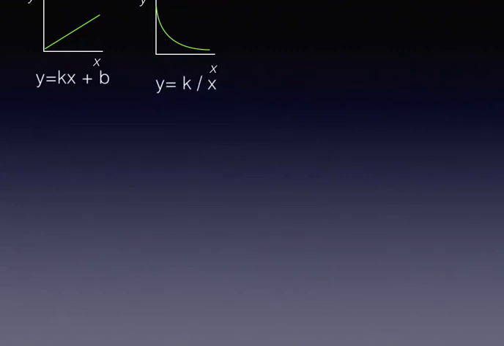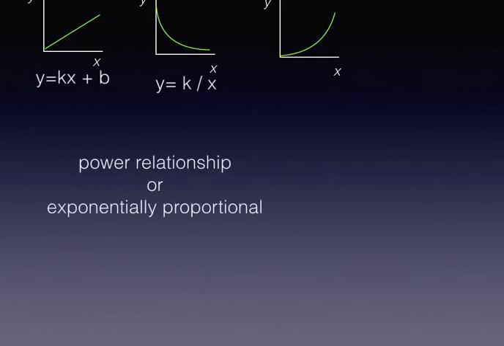The third common relationship we see is when the independent variable increases and the dependent variable also increases, just like in the linear relationship, but this time the dependent variable is increasing faster than the x variable. That results in a scatter point with a shape that looks like this. The generic equation that produces this shape is y = kx squared. We usually just call this a power relationship, or sometimes we just say that the variables are exponentially related.